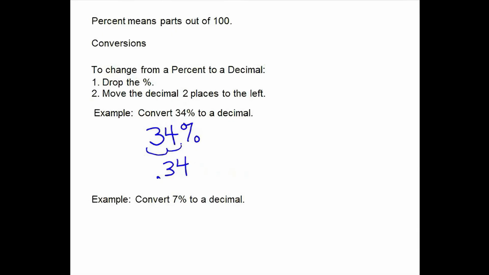A common one that you might have to do, especially if you live in Indian River County, is to convert 7% to a decimal. This is a sales tax. So if we're going to convert 7% to a decimal, this is what we have, 7%. And we're going to drop the percent, and the decimal has to go 2 places to the left. Right now it's at the end. So 1, 2. So we're going to have to add a 0 to get it over enough spaces. So 0.07 or 7 cents on a dollar.